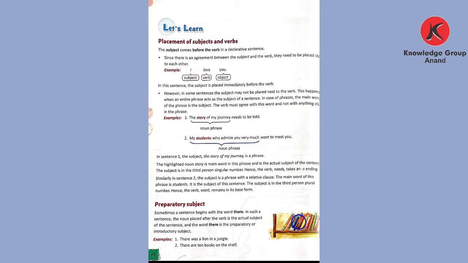So here it is given about a noun phrase. Two sentences are there here about a noun phrase. Please have your attention here. The story of my journey needs to be told. My students who admire you very much want to meet you.